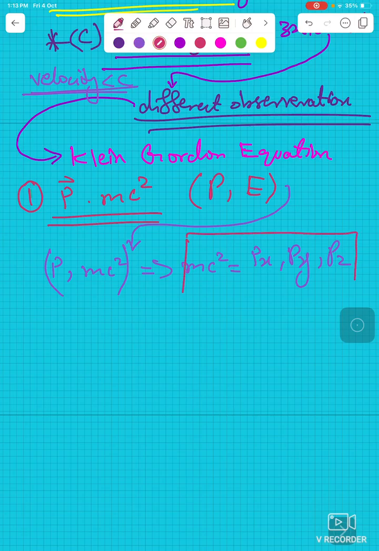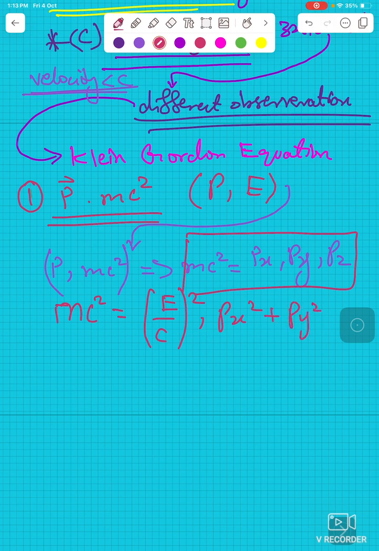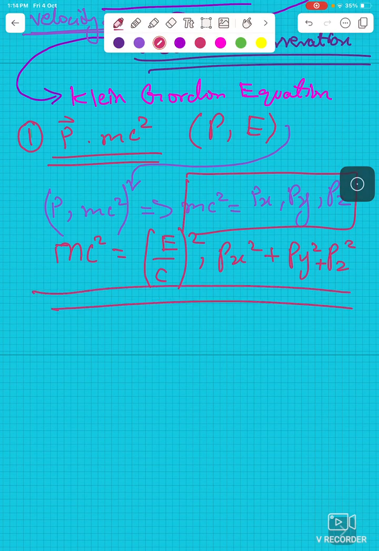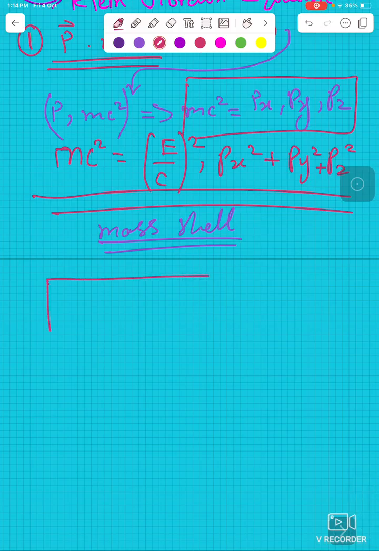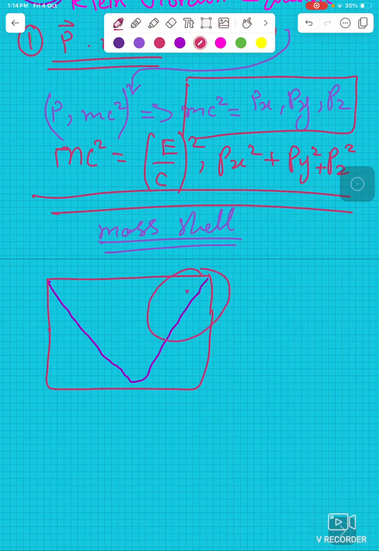This can also be written as mc square equal to E over c square, px square plus py square plus pz square. This is the mass shell. What was the mass shell? We have talked about it. Anything in this universe must satisfy the mass shell, and humans are the best example of mass shell.